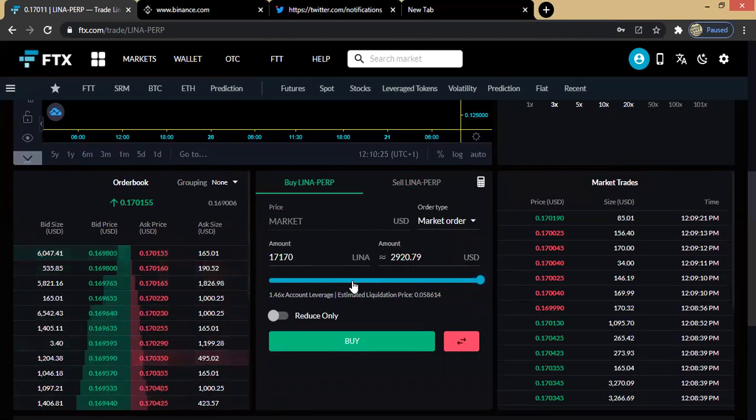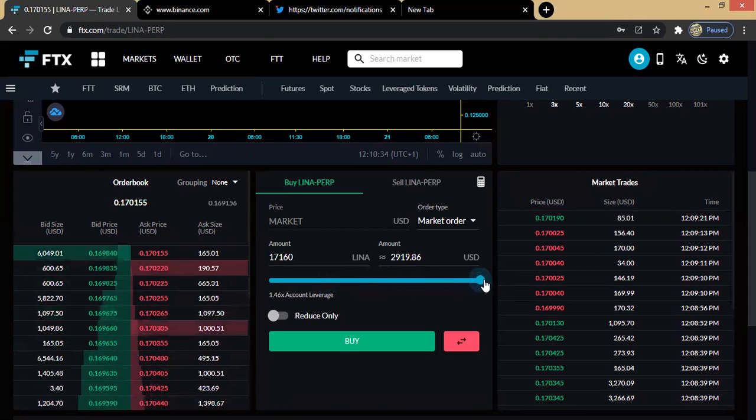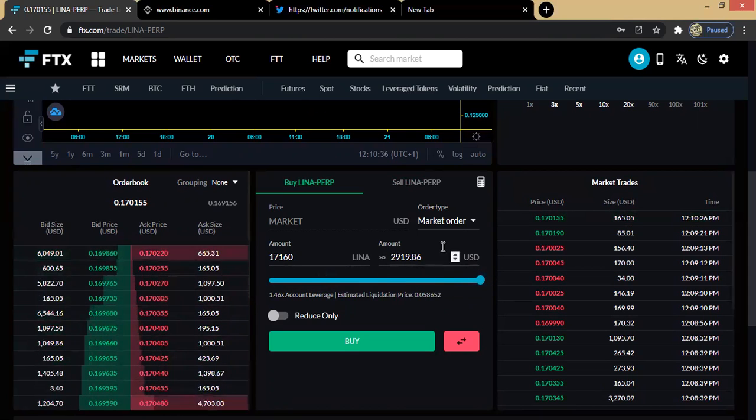Okay, so the only thing you need to adjust is probably you don't want to use all the money you have. You could just drag the cursor to whatever percentage or whatever amount you want to use for the trade. That is the only thing you're doing if you're using a market order. So select the quantity or the amount of your money you want to use for the trade and go ahead and click on buy. Automatically it will buy for you using the current market price.